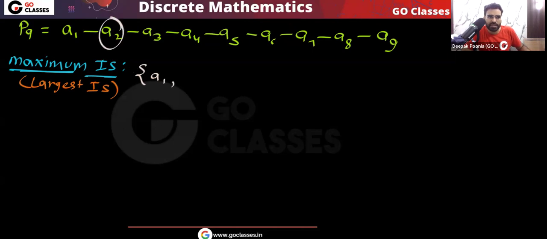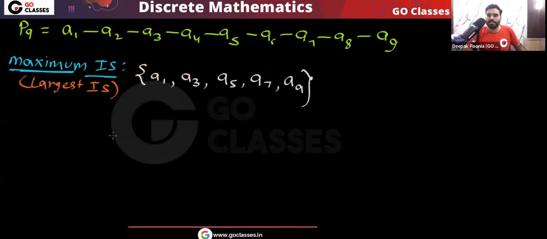Then of course you cannot take a2 because we are finding an independent set. In the independent set, we have vertices which are pairwise non-adjacent. You can see a1, a2, they are adjacent. So with a1 I cannot take a2. Then I can take a3. Then I cannot take a4 because a3, a4 are adjacent. And independent set means set of vertices which are pairwise non-adjacent. So after a3 I can take a5. After a5 I can take a7. After a7 I can take a9. This is a maximal independent set.